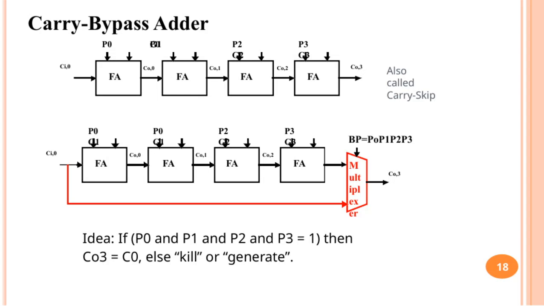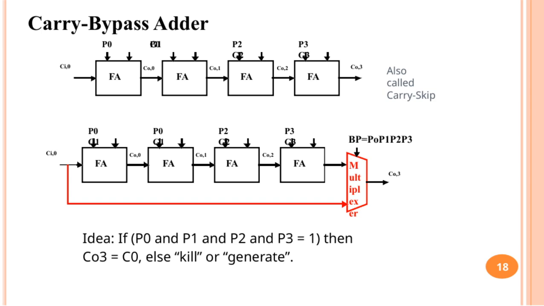Here we have the carry bypass adder, also known as the carry skip adder. The main idea behind this design is to speed up the carry propagation through multiple full adders. You can see several full adders aligned, each generating propagate and generate signals labeled P0, G1, P2, G2, and so on. The key concept here is the bypass or skip mechanism.